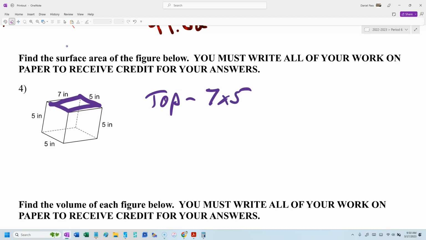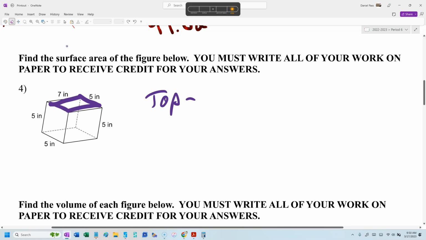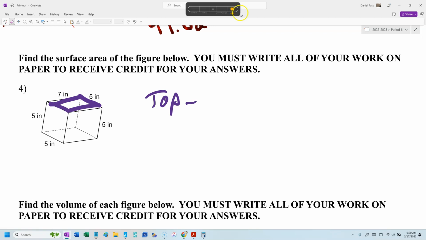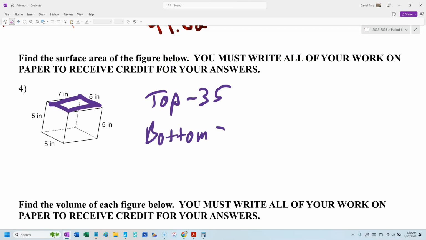You multiply that by 2. Okay, so top is 35, and the bottom is the same, right, everybody? Yes. Okay, what else you got? The sides, 5 times 5 equals 25. The left and right? Yeah. 5 times 5, very good. So the left and right.